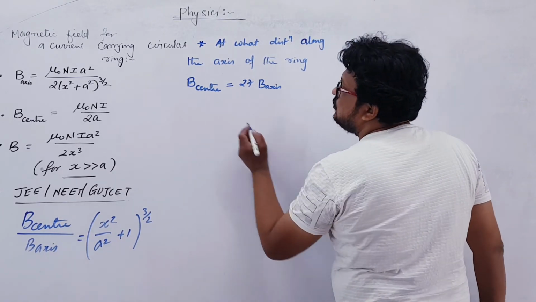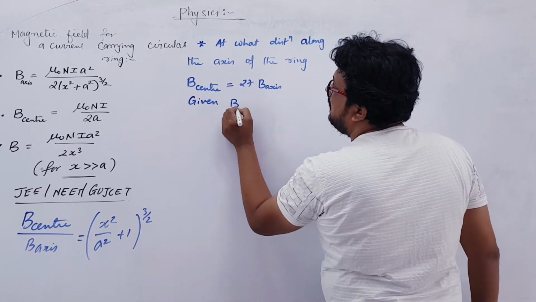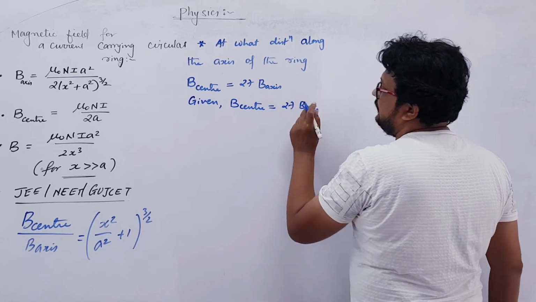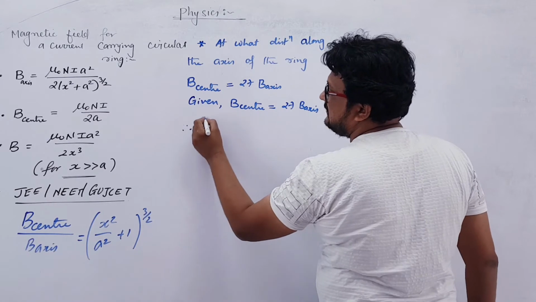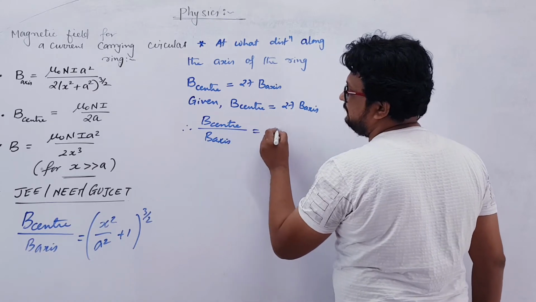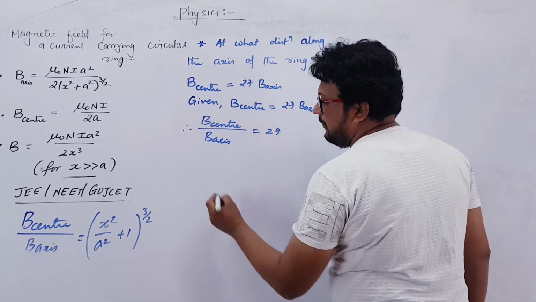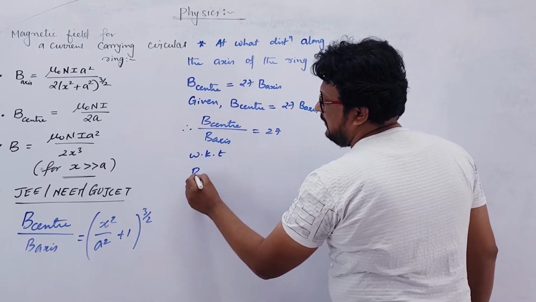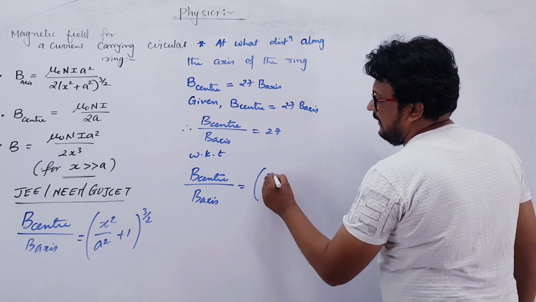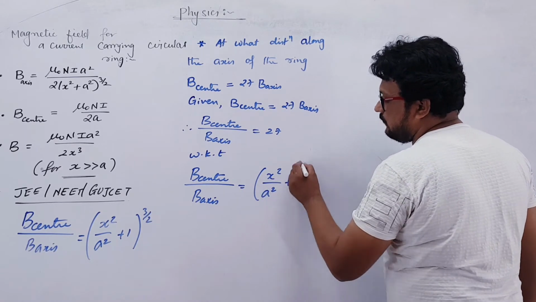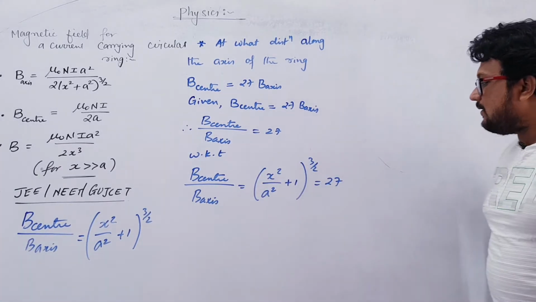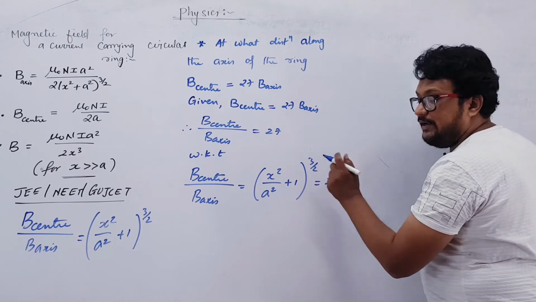Nothing else is given. So you can say that given B of center is 27 times B of axis. Take this in the denominator, on the other side. Therefore B of center over B of axis is 27. Now we will directly use this formula. We know that B of center over B of axis is x square over a square plus 1 whole raised to 3 by 2, and that is given as 27. Now we want to remove this cube, so we'll take the cube root.